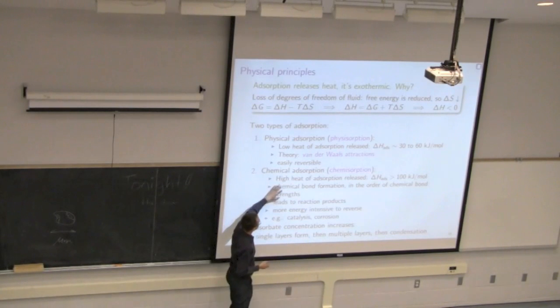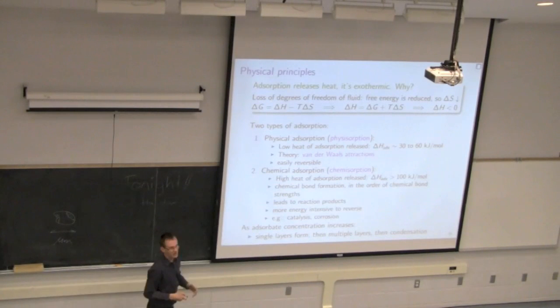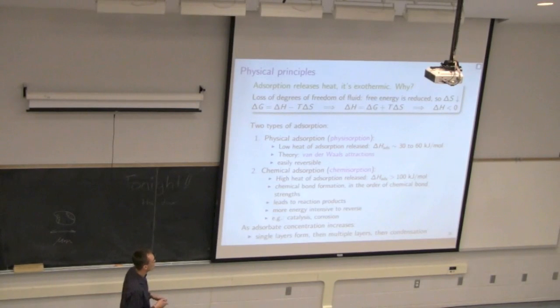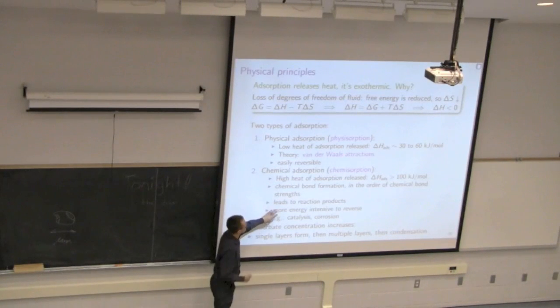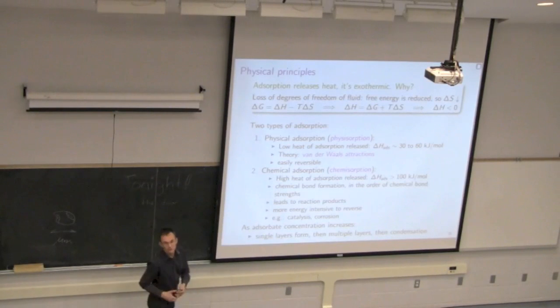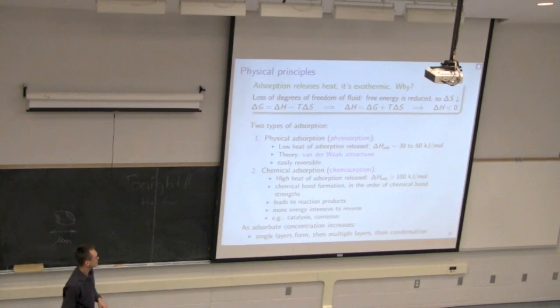Chemisorption is considered adsorption where larger amounts of heat are released, so 100 kilojoules per mole, still not as much as you see from reaction. A strongly exothermic reaction will release much higher amounts of heat, but this is still enough heat that you have to take care of it in your energy balance and be considerate of it when you're designing your equipment. But it also means that you need to put in a bit more energy to reverse that adsorption. So when you want to regenerate our catalyst, our adsorbent, later on, we need to put in a bit more energy for it.